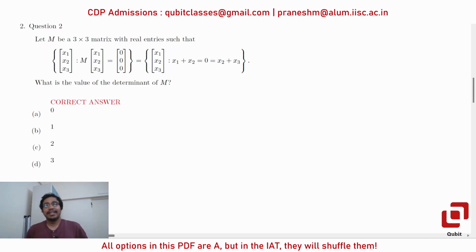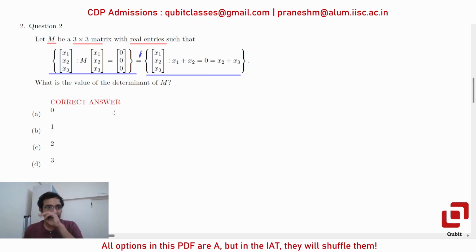Okay, next question, question 2. Let M be a 3 by 3 matrix with real entries such that the set of vectors x1, x2, x3 such that M into x1, x2, x3 is equal to 0, 0, 0 is equal to the set of the vectors x1, x2, x3 such that x1 plus x2 is equal to 0 and it is also equal to x2 plus x3.